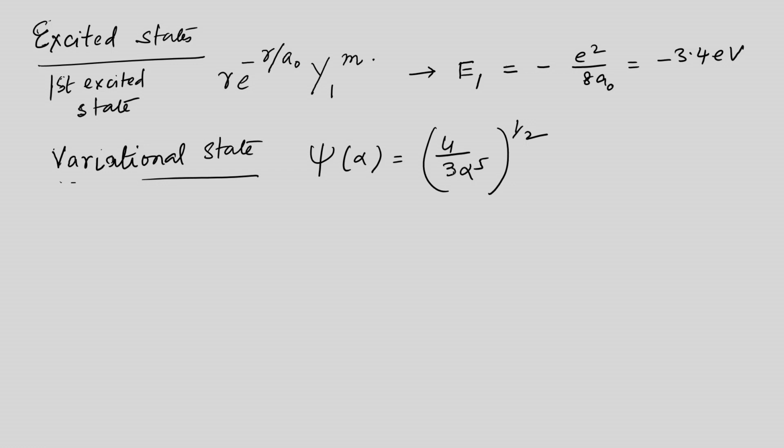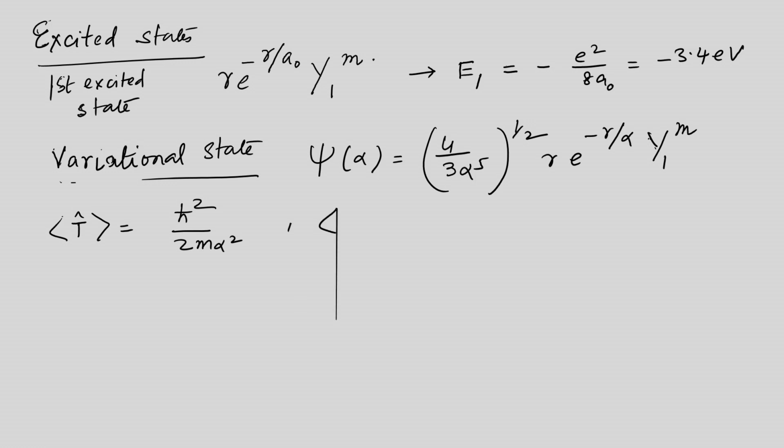There is no necessity for you to start with a normalized wave function, but in any case you have to normalize it. So, I am writing down the normalized variational wave function. It is r by alpha times Y 1 m, where m for L equal to 1 can be minus 1, 0 or plus 1. Again the kinetic energy is given by h cross square by 2 m alpha square. I am not writing the forms in detail, but they have to be worked out. The potential V gives minus e square over 2 alpha.